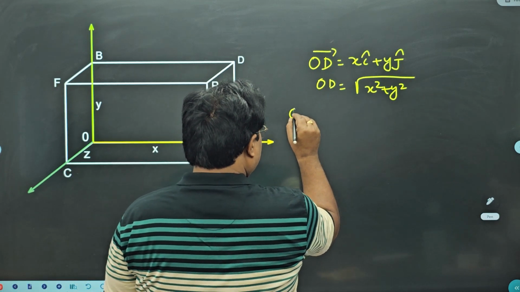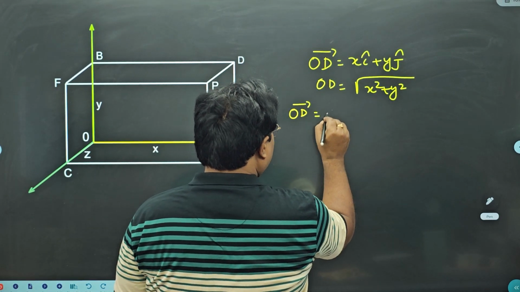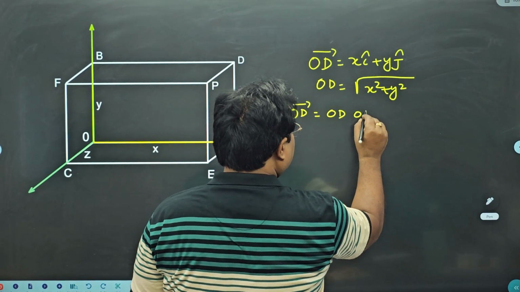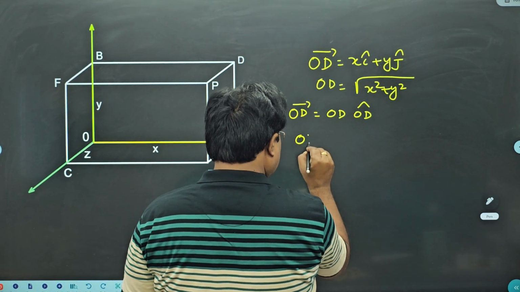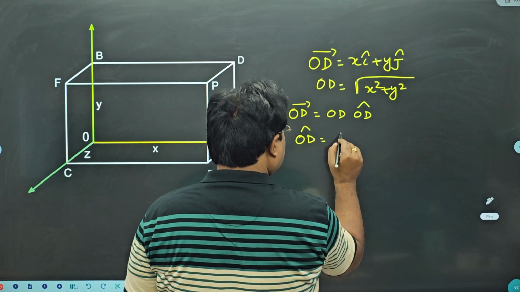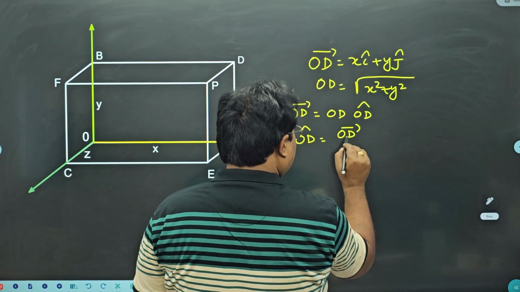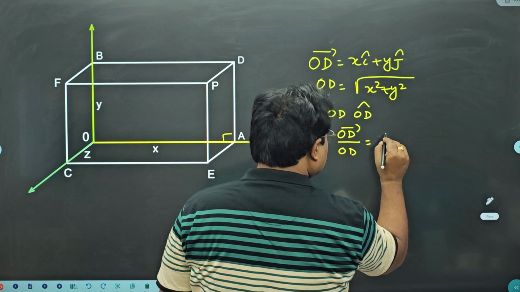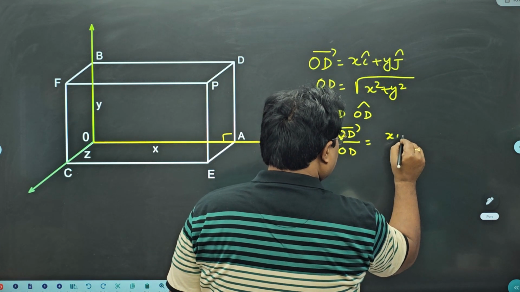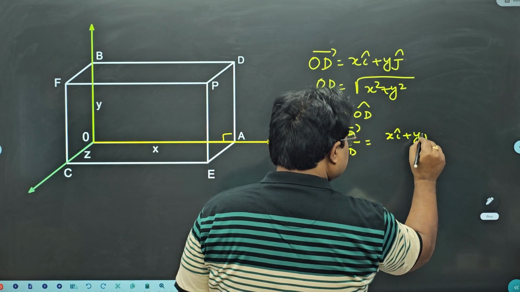A vector has a magnitude part and a direction part. What is the direction part, my dear students? Vector divided by magnitude. What is the vector, my dear students? The vector is x i cap plus y j cap.